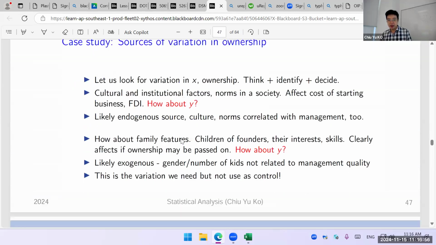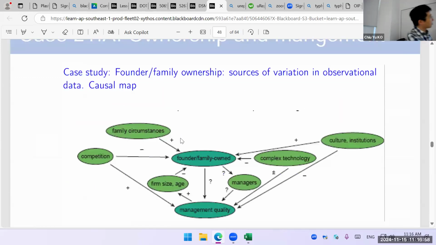We go back here, and at the end, this is the graph. You can look at the theory behind it, but what we want to see is whether the founder or family owning the company actually leads to better management or not. You can see there are many potential arrows affecting this X and Y. I'm not going to go through the slides to explain why, because this is not a corporate finance class. But let's assume this is the graph that I try to explain.